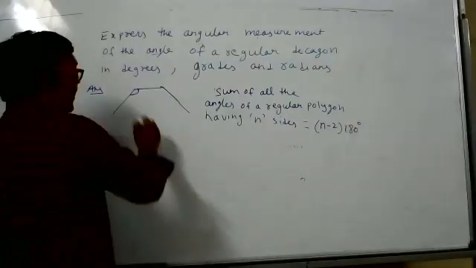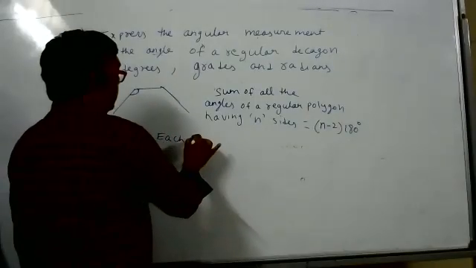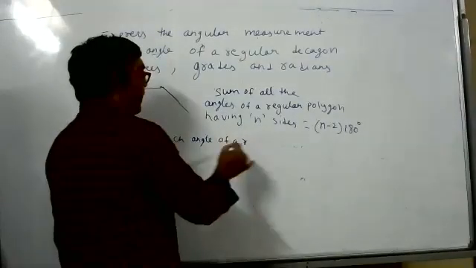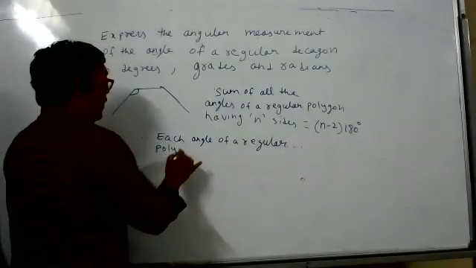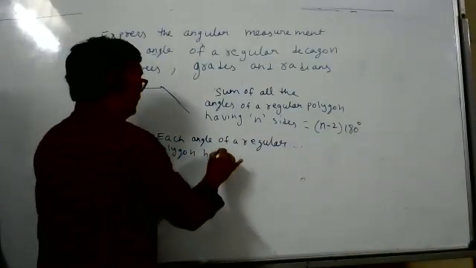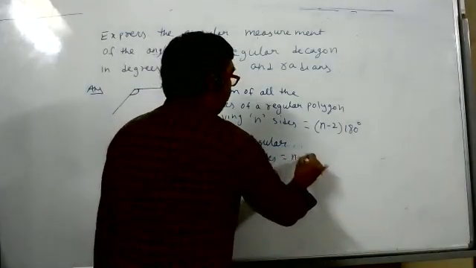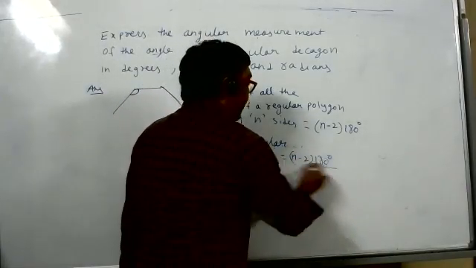But do I want the sum of all the angles? I want only one angle. So each angle of a regular polygon is n minus 2 into 180 by n. Each angle means how many angles? n angles. Each angle of a regular polygon having n sides will be n minus 2 into 180 by n, because n angles are there.